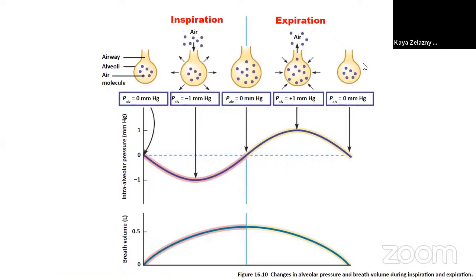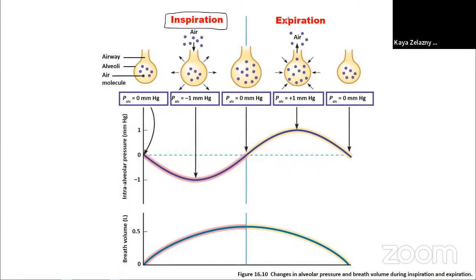We're going to have a couple of figures like this, which I actually find helpful for relating all of our different factors here. What this is showing us up at the top is first whether we're breathing in, inspiration, or whether we're breathing out, expiration. And then it's giving us our alveolar pressure, so the pressure in a single alveolus, and also how much air is in the lungs. So that's our breath volume.